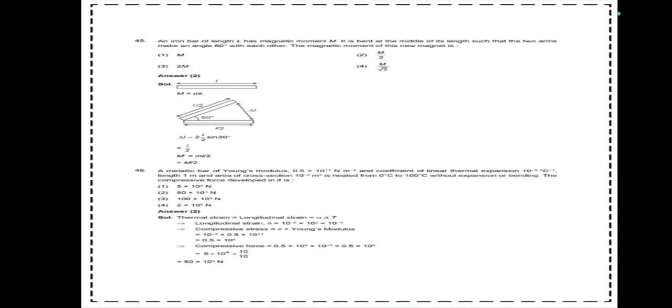Question number 46. A metallic bar of Young's modulus 0.5 into 10 to the power 11 Newton per meter square, coefficient of linear thermal expansion 10 to the power minus 5 per degree Celsius, length 1 meter, and area of cross section 10 to the power minus 5 meter square is heated from 0 degrees Celsius to 100 degrees Celsius without expansion or bending. The compressive force developed in it is... Answer is 2. 50 into 10 to the power 3 Newton.